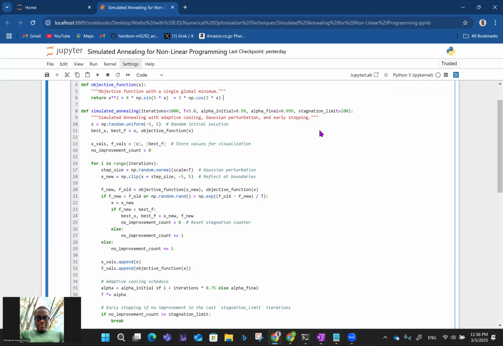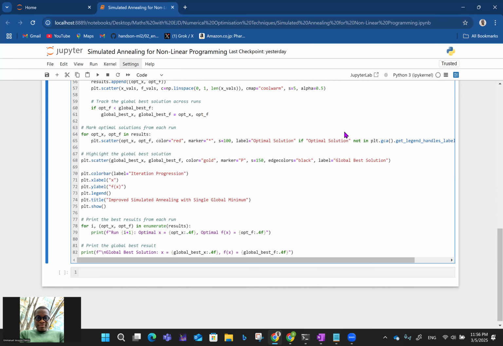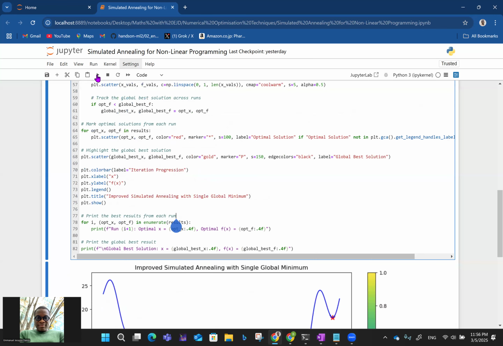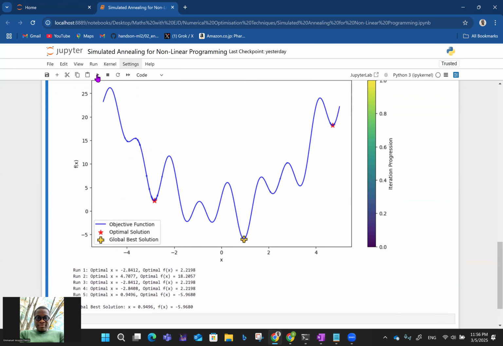And then you have all the other parameters for simulated annealing, like the number of iterations, which we can vary, and the temperature. We said the temperature should start from 1, and the alpha initial is 0.9. Alpha final is 0.99, maybe. Stagnation limit is 100. You can study this code later. You can find it on Facebook, copy it out and run it. You see the limits are between -5 and 5. So I just run this and see what that gives us.